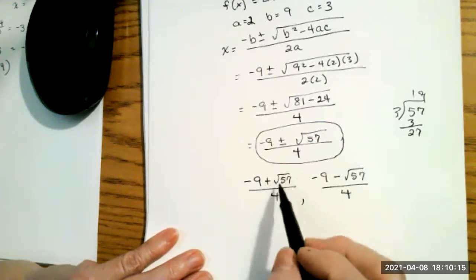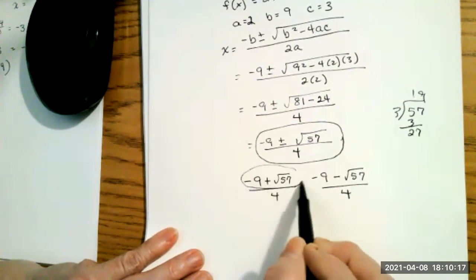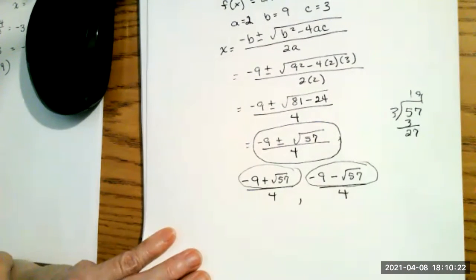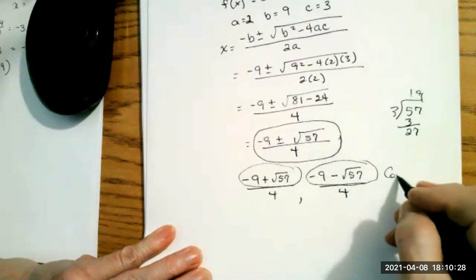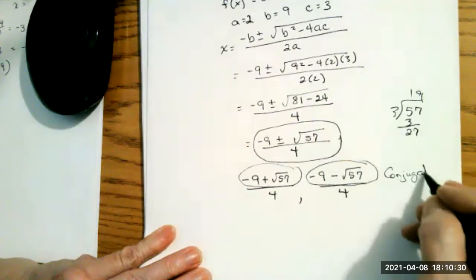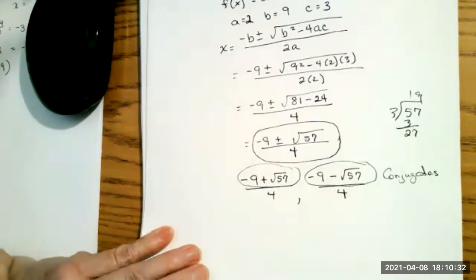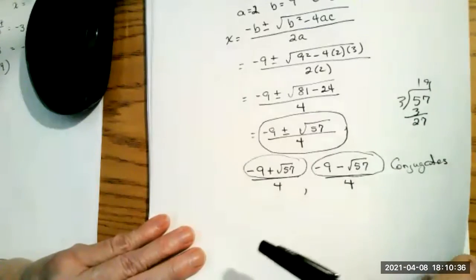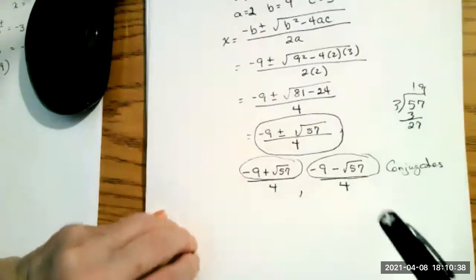And actually, those are conjugates, guys. We just talked about that. See how those are conjugates? Negative 9 plus the square root of 57 and negative 9 minus the square root of 57. Those are conjugates. So they come in conjugate pairs just like that, 1 plus and 1 minus between them. Okay, any other questions? All right.